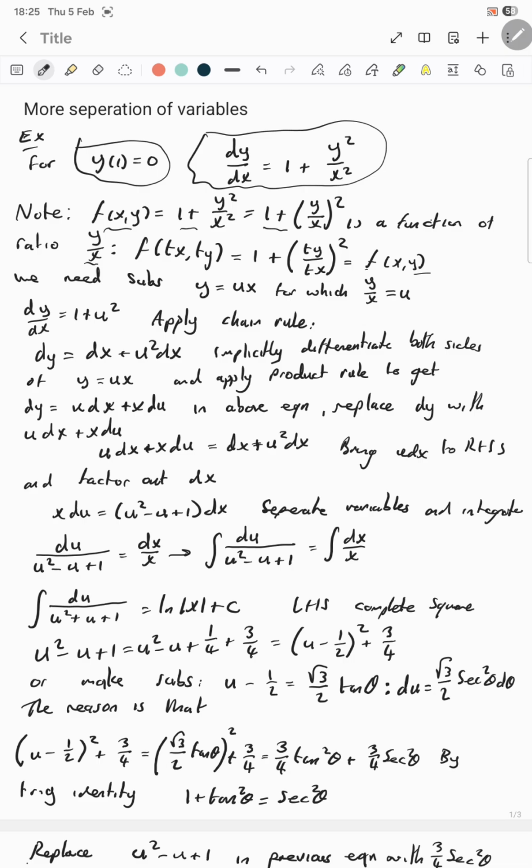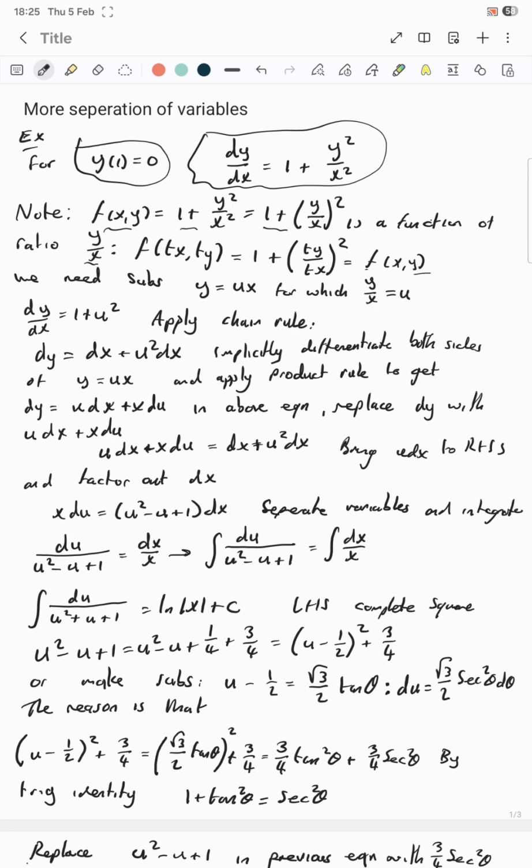We need to substitute y equals u of x, for which y over x equals u. Now dy over dx equals 1 plus u squared. Applying the chain rule, we get dy equals dx plus u squared dx, implicitly differentiating both sides of y equals u of x, and applying the product rule to get dy equals u dx plus x du.